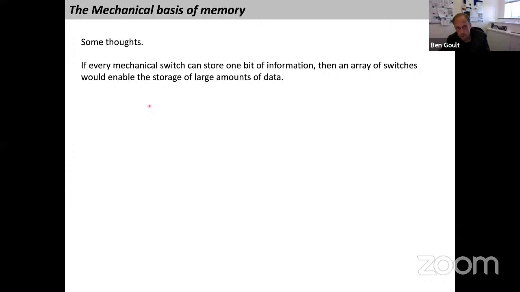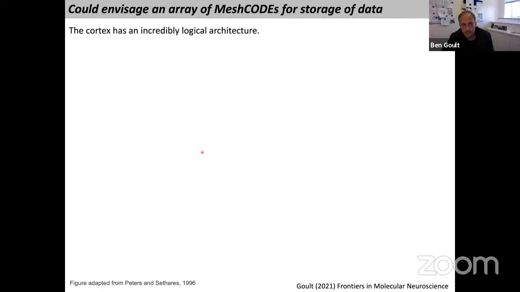So just to finish with a few thoughts, what we can say with certainty is that we've got memory molecules which can store information in the shapes of them. Each of these switch domains in each of these molecules can store one bit of information. And what you can start to imagine is you could have an array of these switches, and that would enable the storage of vast amounts of data.